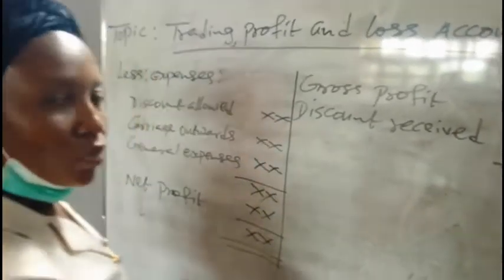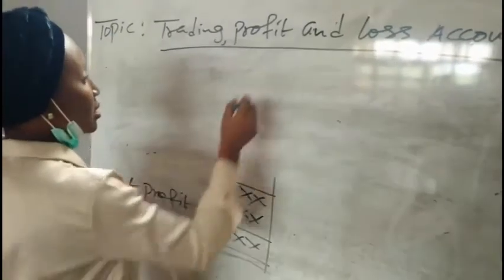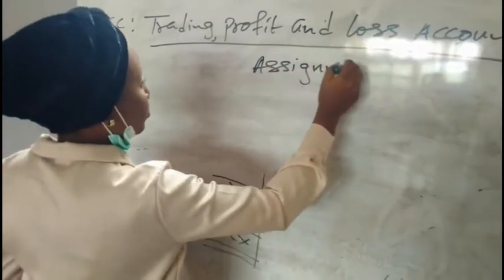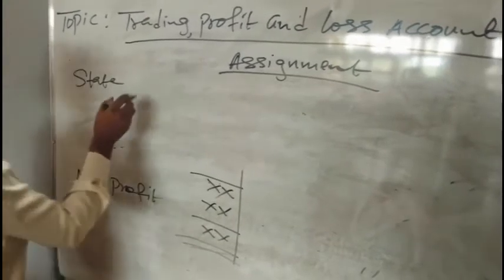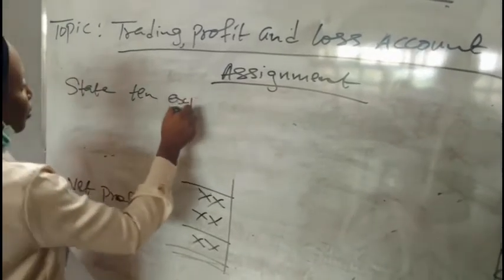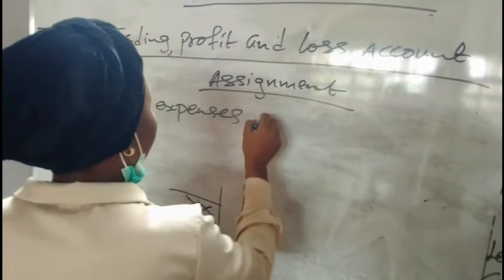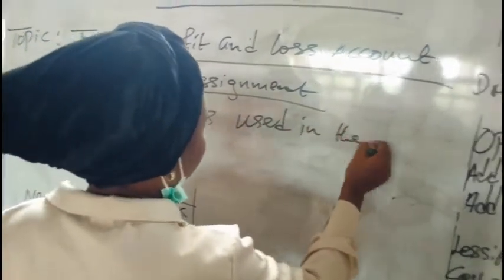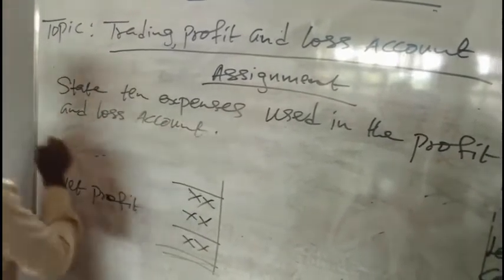Now for today's assignment. The assignment is going to be: state 10 expenses used in the profit and loss account. In the profit and loss account, this is your number 1 question.